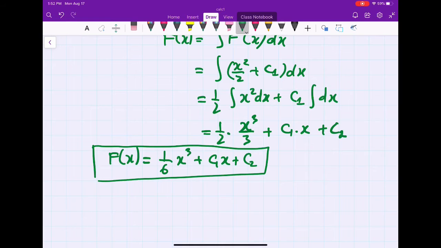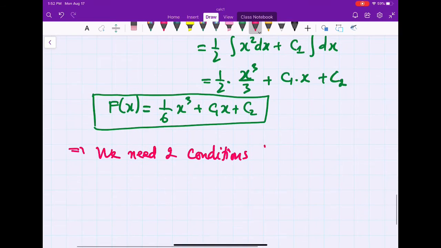So your general solution depends on two constants, right? That means in order to determine the function, you need at least two conditions. Does that make sense? So we can write here, we need two conditions to determine the function, because we need to determine C1 and C2. We have two variables, C1 and C2. So we need at least two conditions.